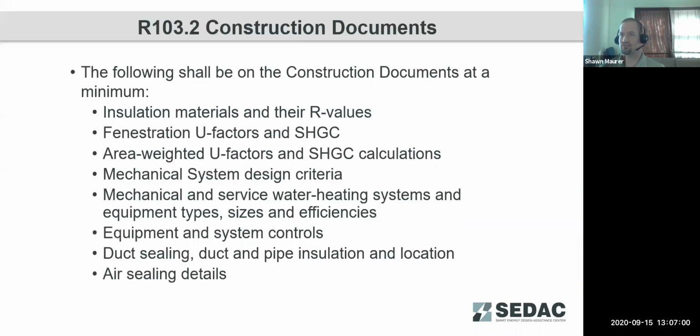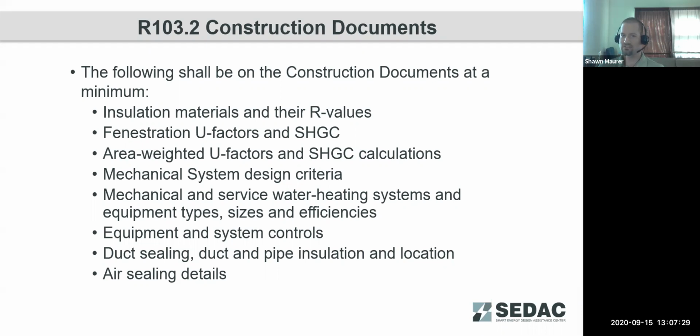So now that you know you're in a residential building, what is required to be documented for that building in your plan drawings and construction documents for the plan review process? You need to be able to document your insulation materials and their R values. You need to document the fenestration U factors and solar heat gain coefficients. If you're using an area weighting average of those U factors and solar heat gain coefficients, you need to list that in the plan documents as well.